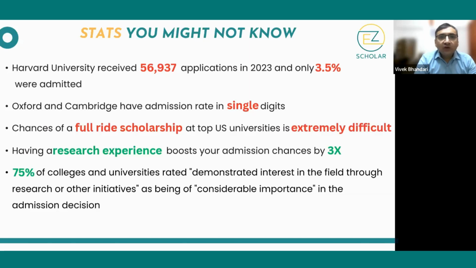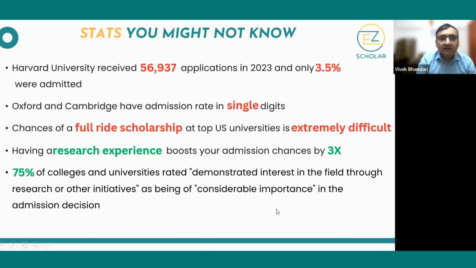And when you're competing, you need to have good academics. You need to have good grades for any of the top universities. You need to have a good SAT or ACT score if you're applying to a top US university. Maybe with the exception of UCs, for all the other universities, a good SAT or ACT score makes a big difference. But that alone is not sufficient. You still have to differentiate your application through research papers, co-curricular activities, extracurricular activities, etc. We have noted in the last few years that having a strong research experience boosts your admission chances by up to 3 times.